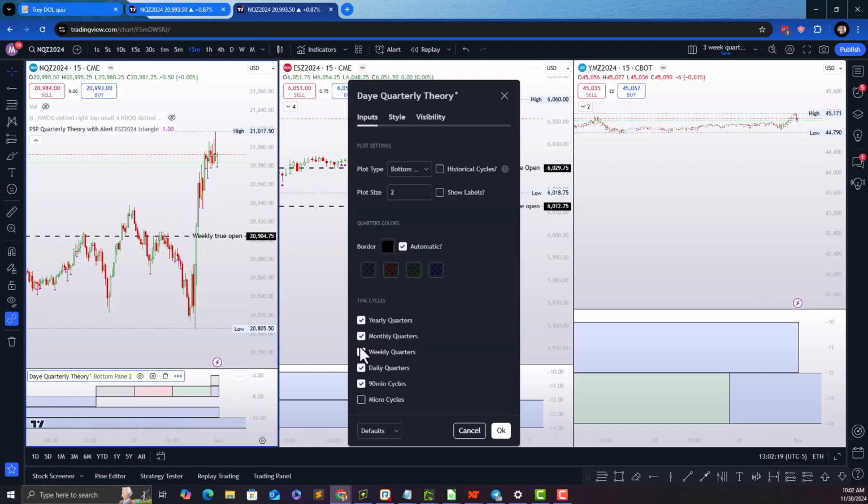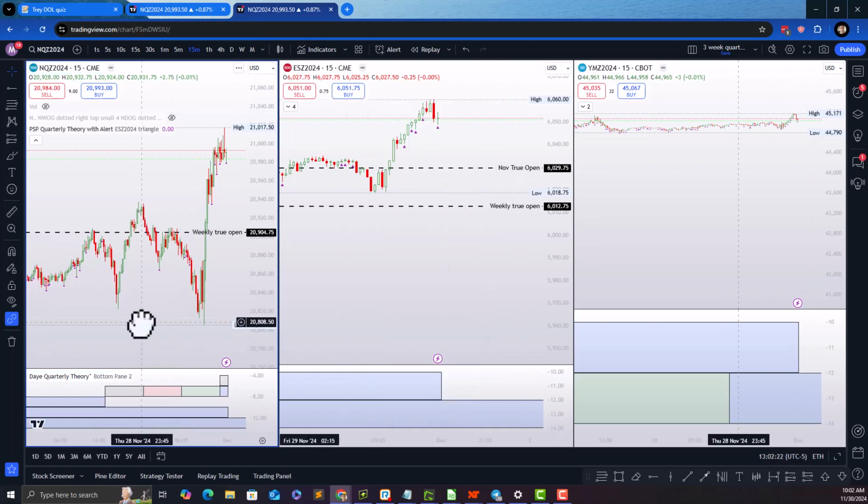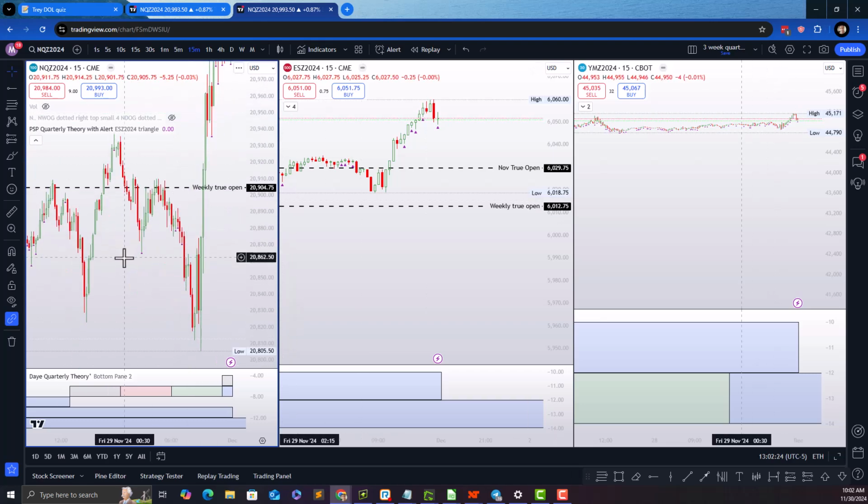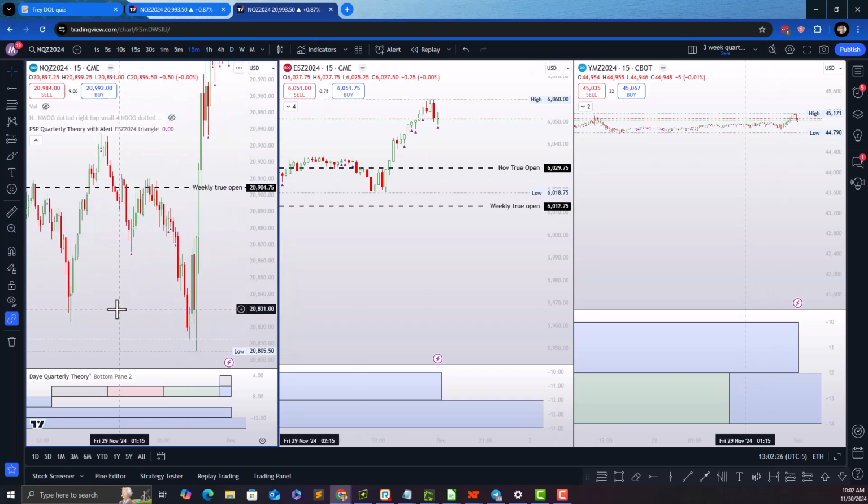All right, now we're marking out the daily true open, which is the London true open, which is going to be the top of this red down candle.